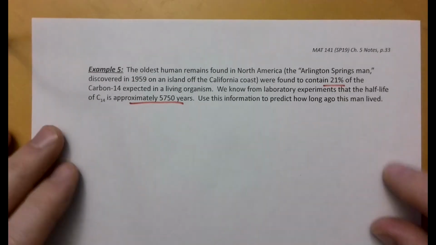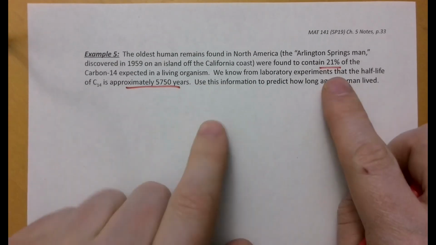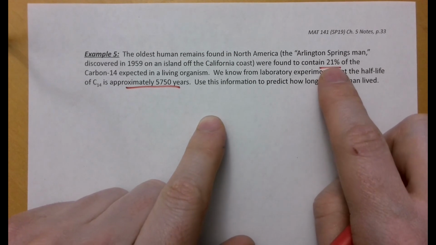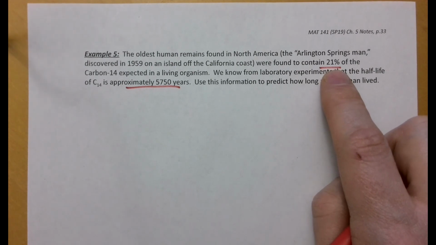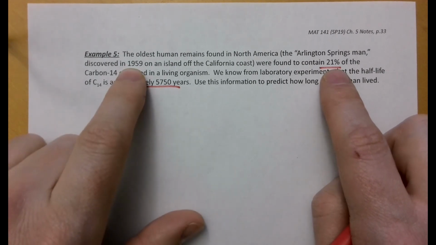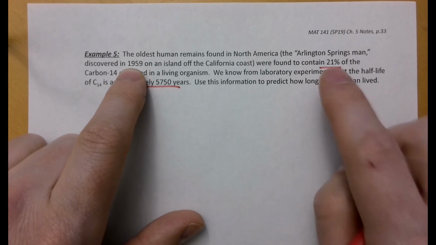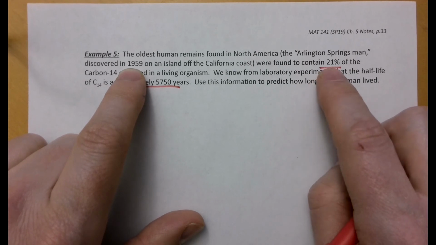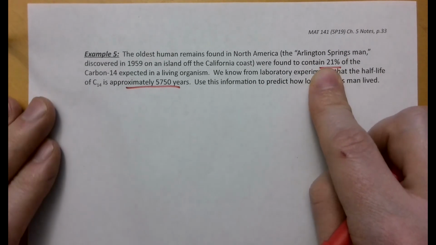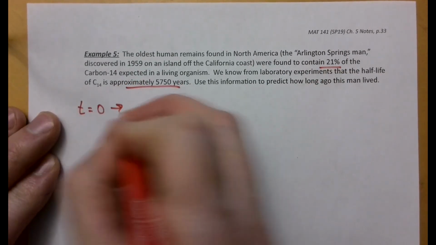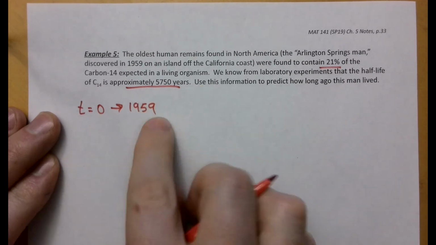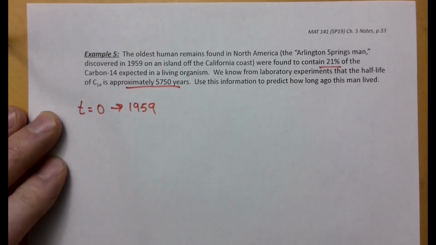So here's one of the presumptions we have to make. When this man died, he had 100% of his carbon in his body. And then a certain amount of years later, when he's discovered in 1959, he had 21% of the carbon in his body. So let's let T equals 0 correspond to 1959. Notice we're now going to get negative T values, which is totally fine.